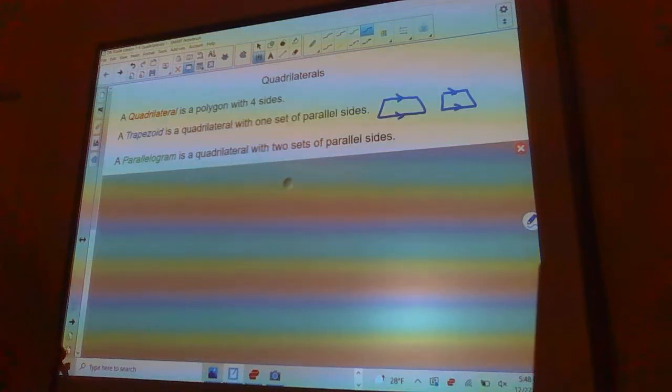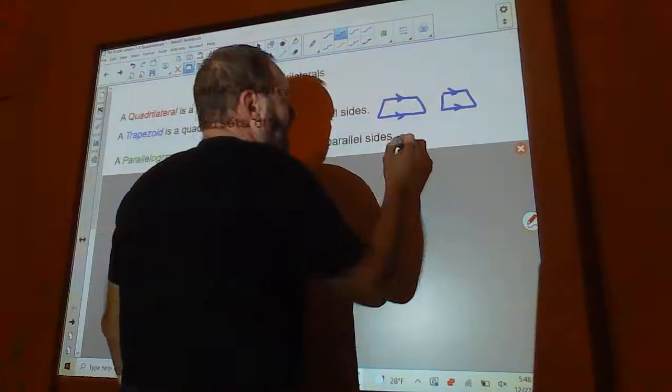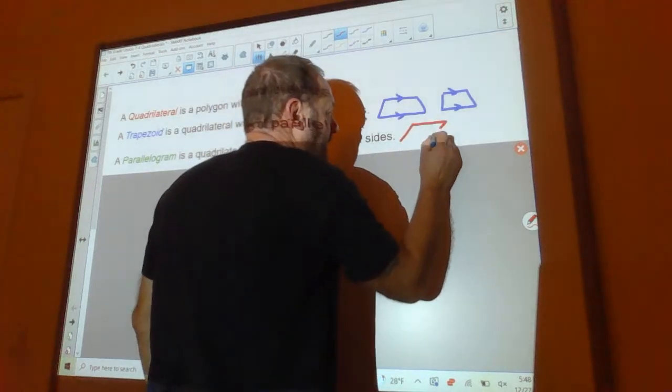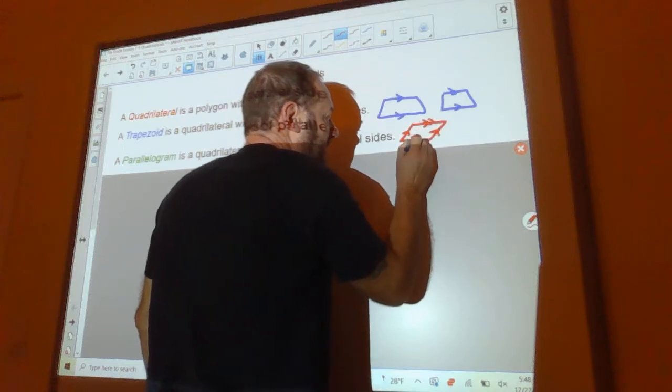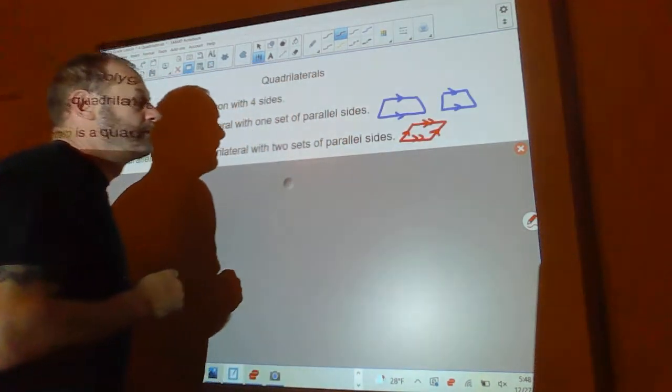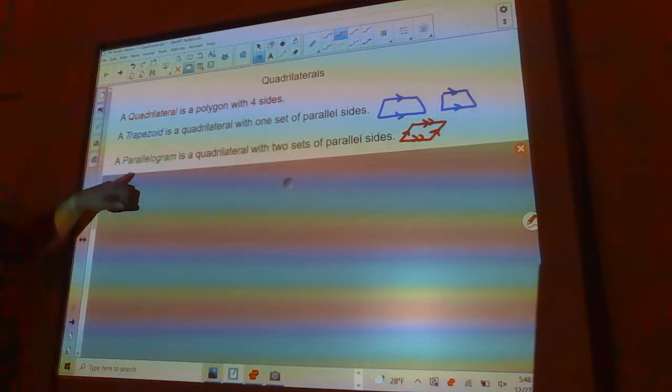Okay, a parallelogram is a quadrilateral with two sets of parallel sides. So it's going to look like this. It's going to have parallel sides here. It's going to have a different set of parallel sides here. Okay, two sets of parallel sides is a parallelogram.